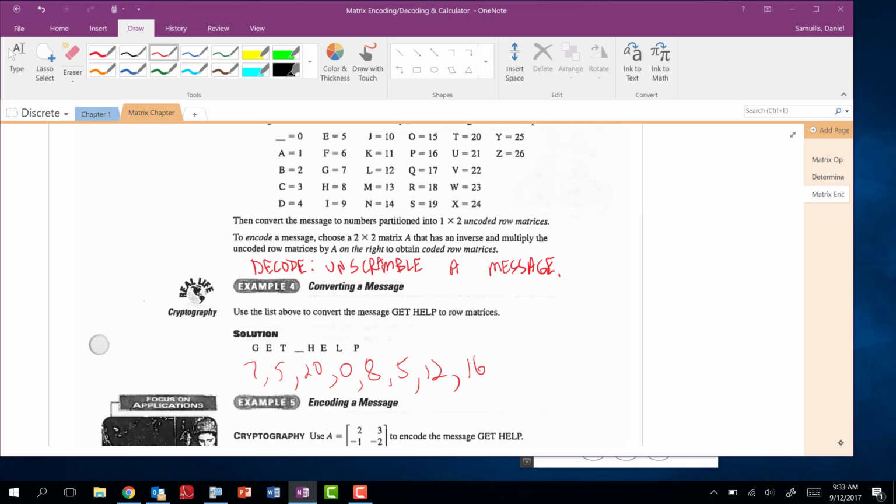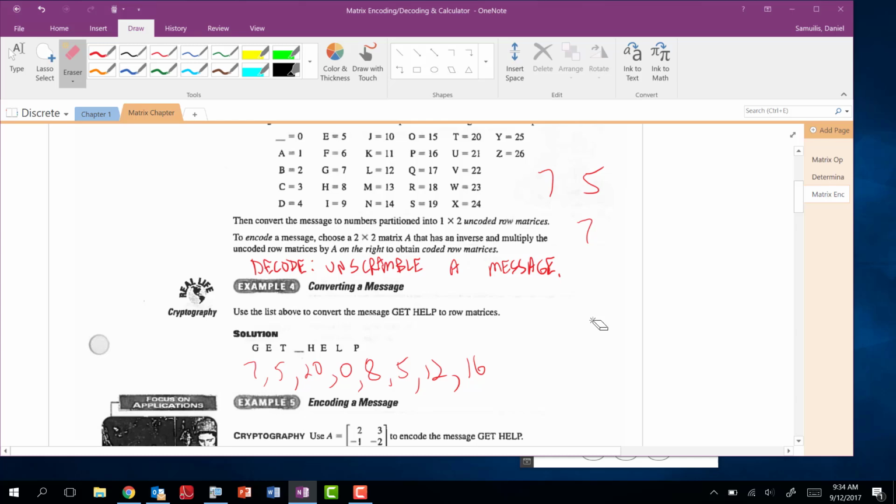Number two, I have an option of how to put these letters in order. I can put them in order of rows, so I could do 7, then 5, and then I'd have to see how my dimensions have to line up. Or I could do 7, 5, 20, 0. I could go rows or columns. It depends how you encode it, how it has to be decoded. So there's your two possibilities. Where is the encoding matrix? How are you putting the letters in the message matrix, we'll call it.